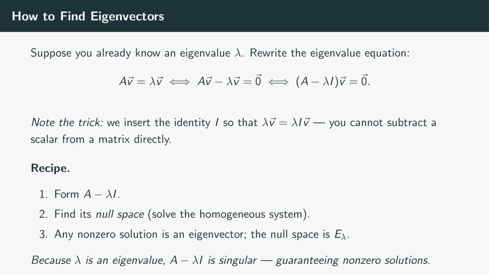Lambda times v is the same as lambda times the identity times v. Now we can factor cleanly and get the matrix A minus lambda times the identity, acting on v, equals the zero vector. So the recipe is: form the matrix A minus lambda I, then find its null space by solving that homogeneous system. Every non-zero solution is an eigenvector, and the whole null space is the eigenspace. And here is the guarantee that makes it work: because lambda is a genuine eigenvalue, the matrix A minus lambda I is singular, so it must have non-zero vectors in its null space. There is always something to find.